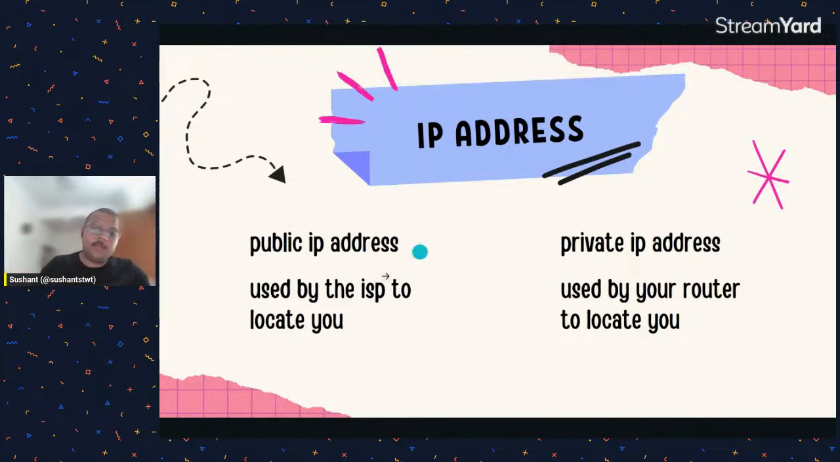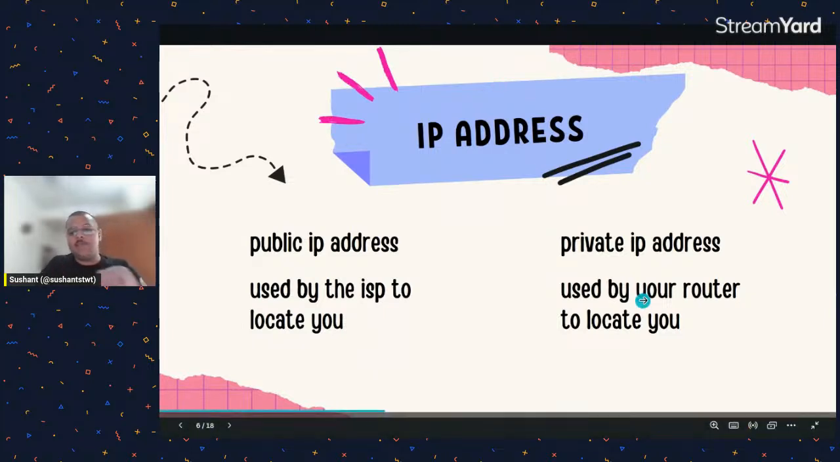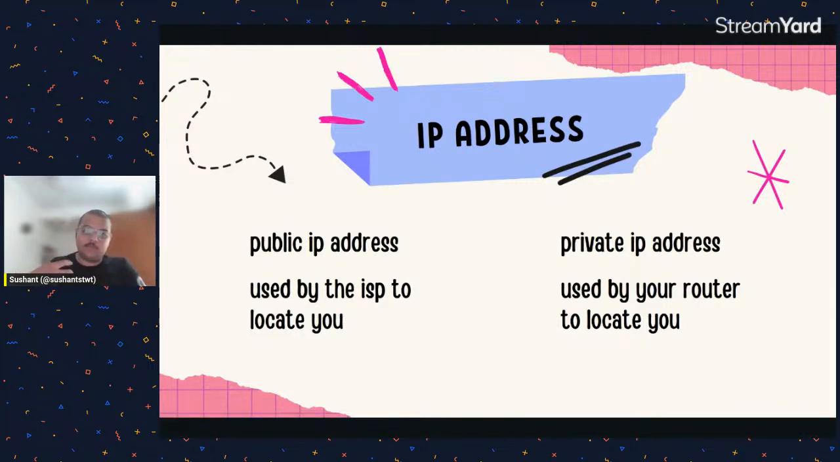So public IP is something which is used by your ISP. ISP basically means your internet service provider. Your ISP is the guy from whom you bought your internet connection. So he uses your public IP address. Any communication that goes through him will use your public IP address. Whereas a private IP address is something which your router gives you.